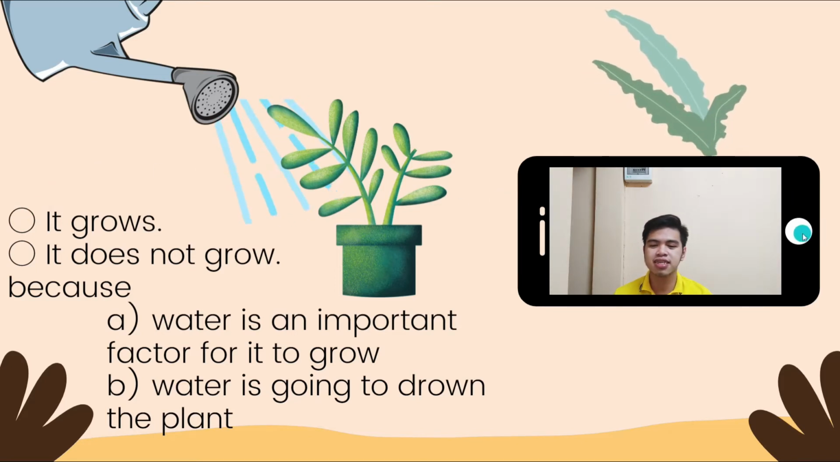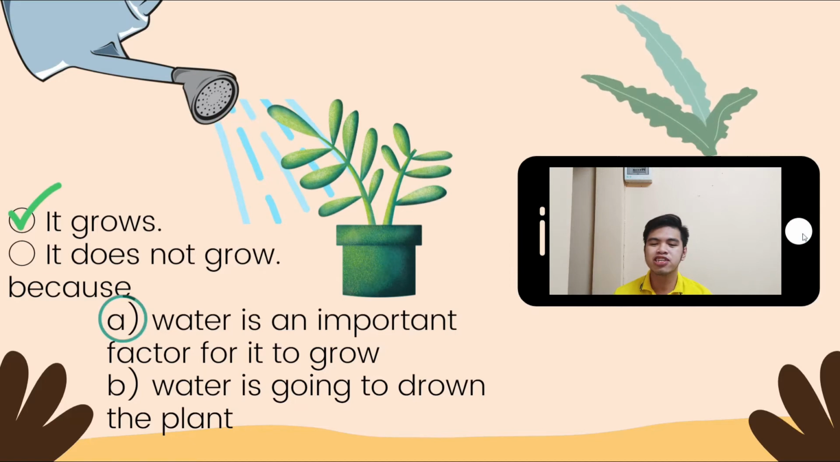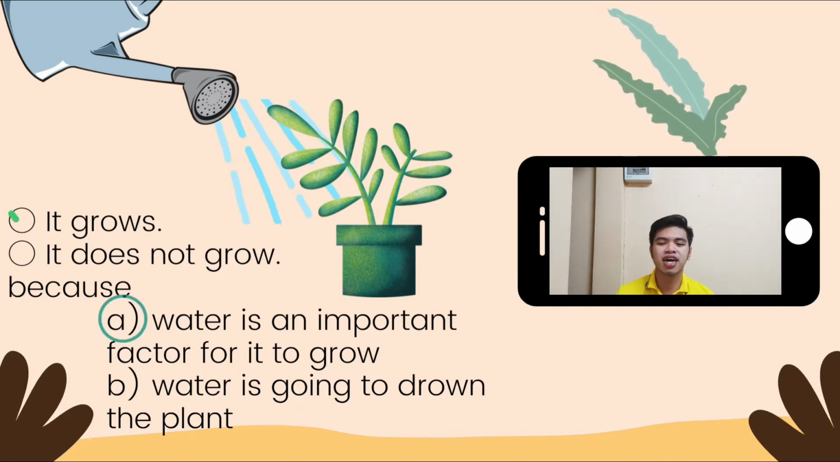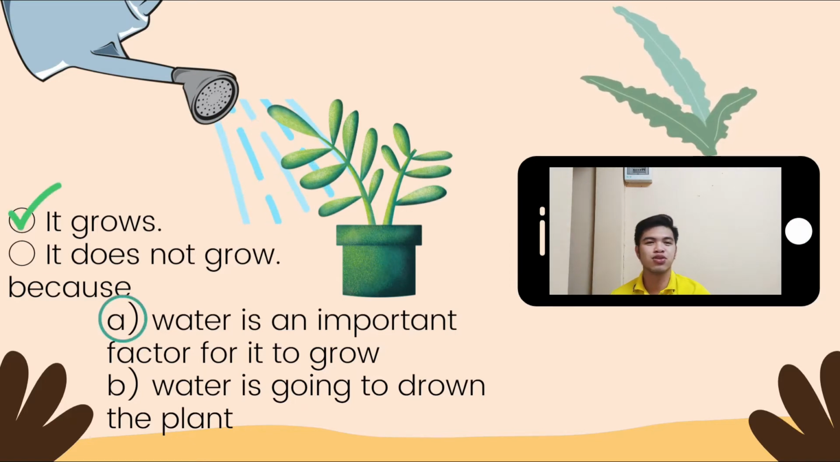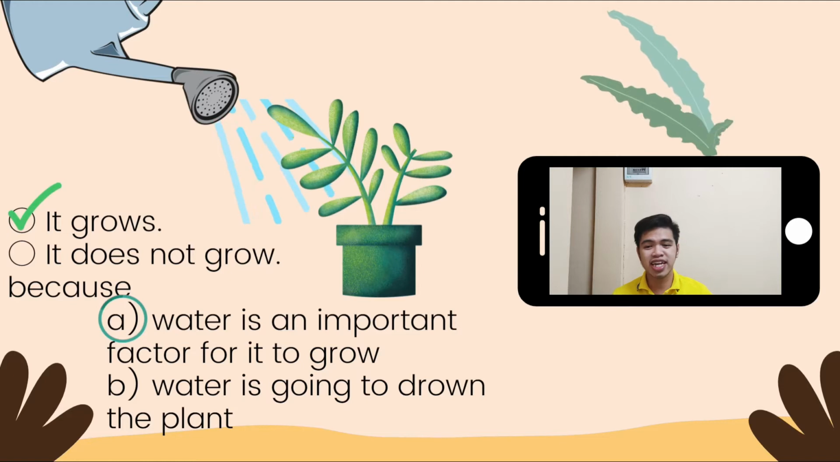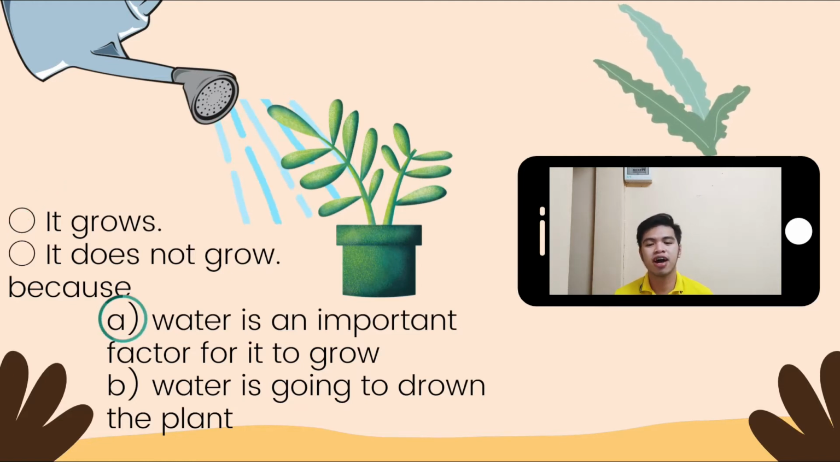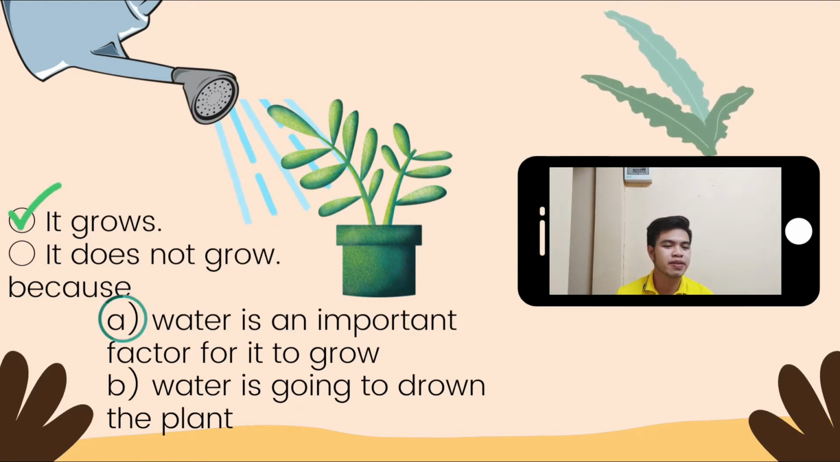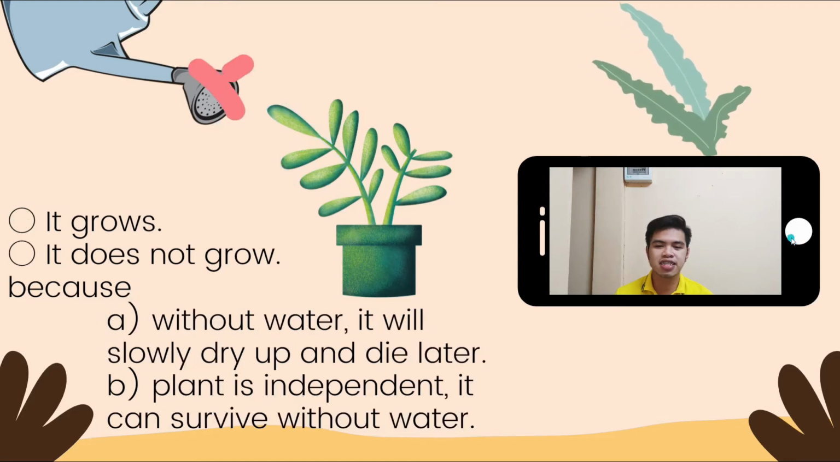Okay, because water is an important factor for it to grow. Alright? Water is used for breaking down the nutrients that are absorbed from the soil. Alright? So let's move on to the next part.